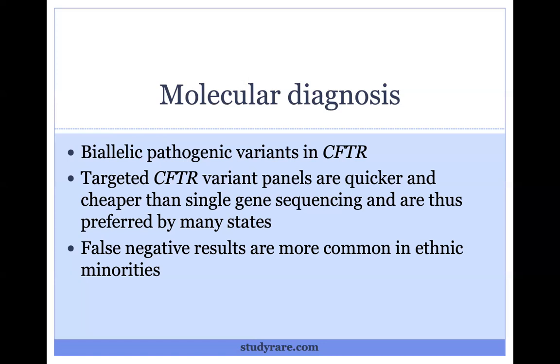So that's why the states prefer this. However, one very important caveat to remember is that you can have false negatives. So you can miss patients with CF if you're using the targeted panel, and particularly if those patients are ethnic minorities who tend to not have the same variants that are represented on these variant panels that most states use. Right? And these variant panels are based off of folks of European ancestry.